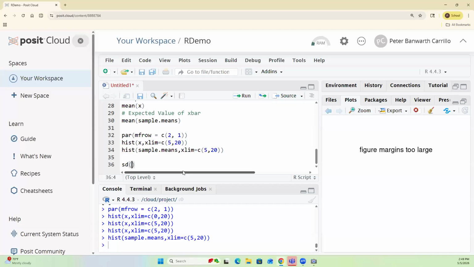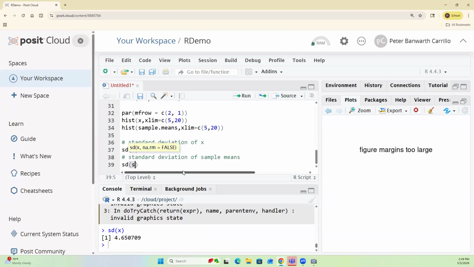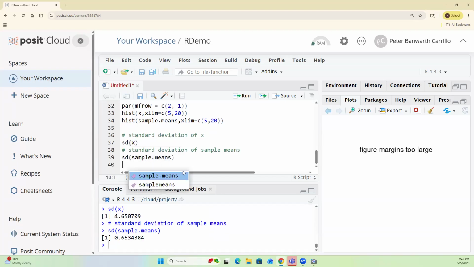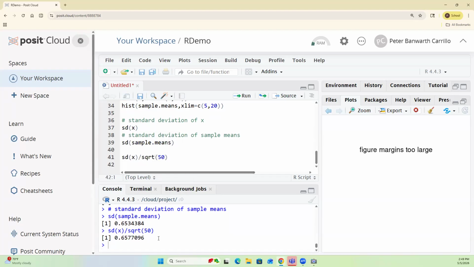Okay, so we had our standard deviation of the random variable was 4.65. The standard deviation of the sample means is much smaller. How much smaller? Well, let's do the standard deviation of our sample and divide it by the square root of our sample size. Look at that, almost exactly the same.